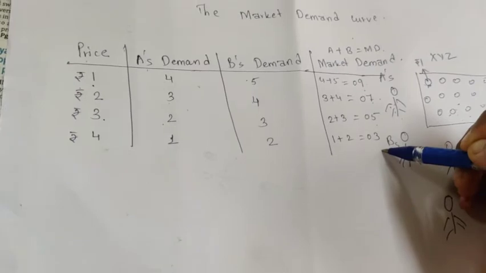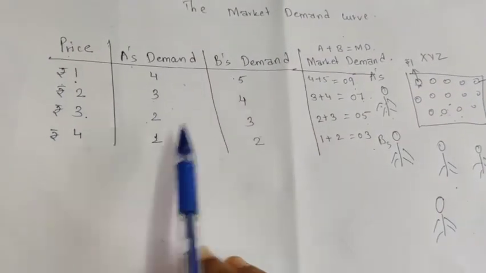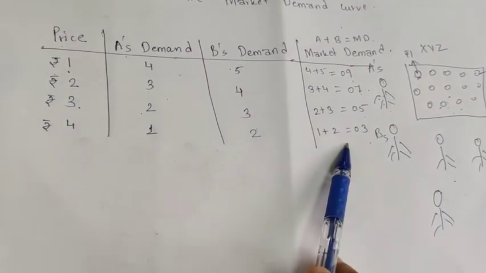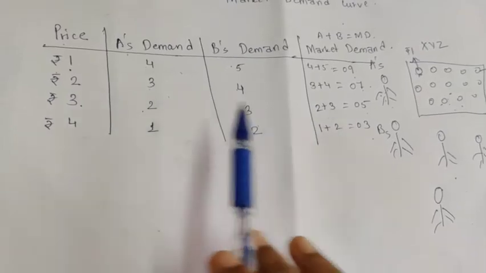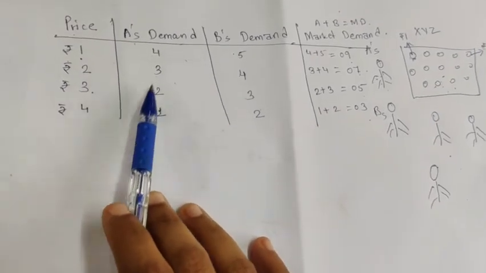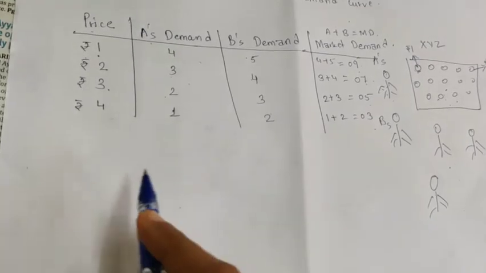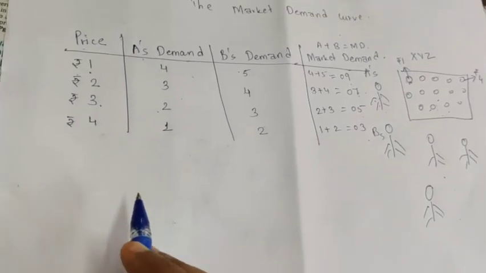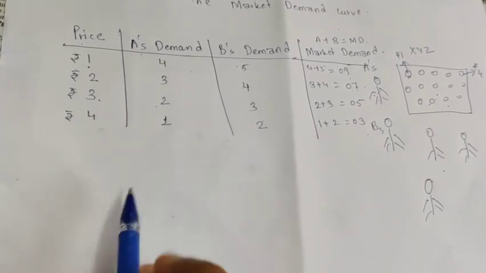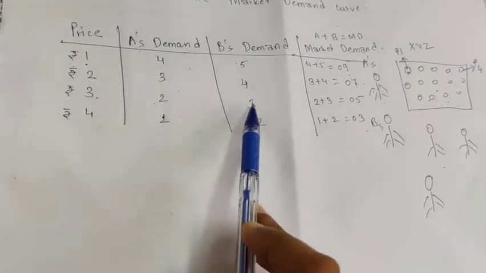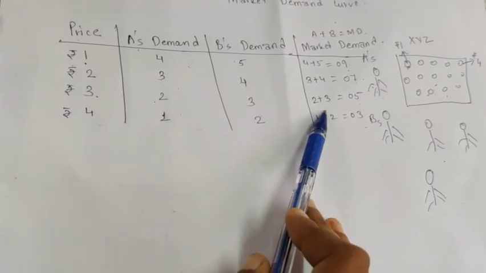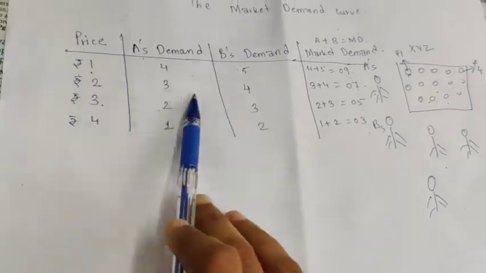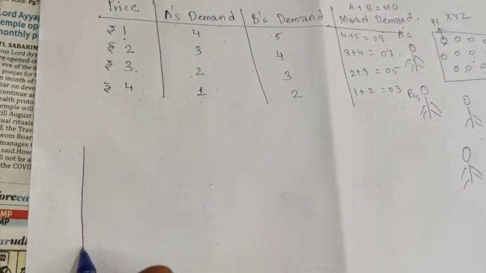Over here, for study purpose, we have taken only 2 buyers. Like this, we can take many buyers. Now based on this data, we have to represent this data through diagrams. You cannot draw just one diagram over here. We have to show A's demand also, B's demand also, and then finally market demand. In this, first we have to draw A's demand curve.